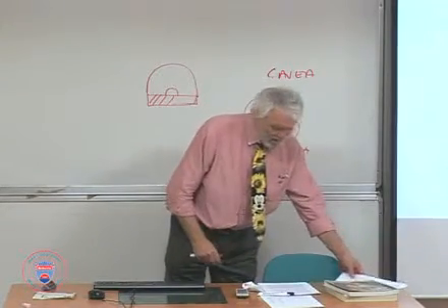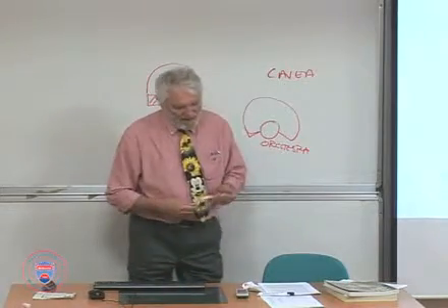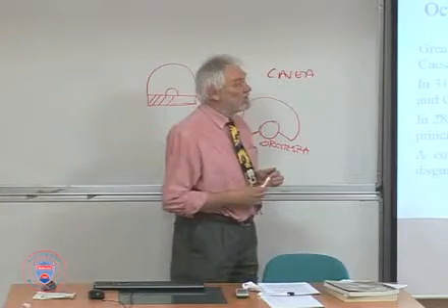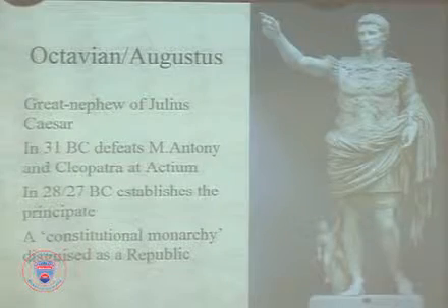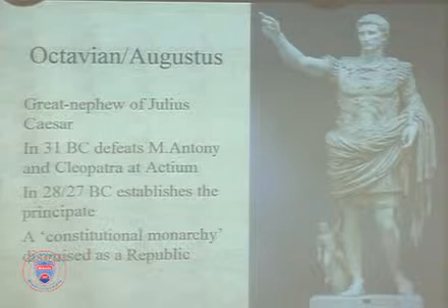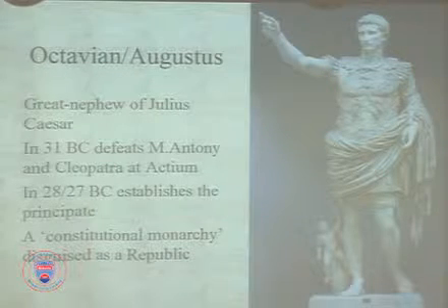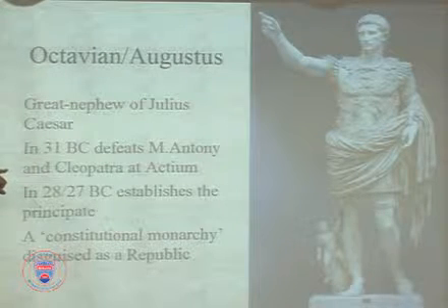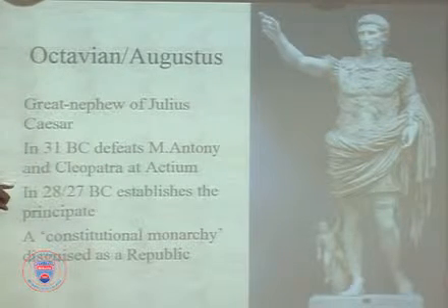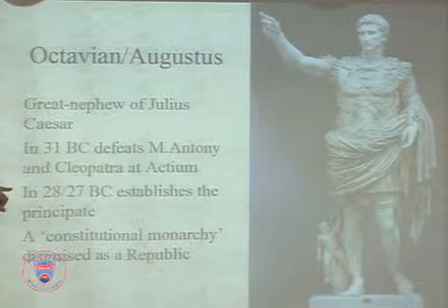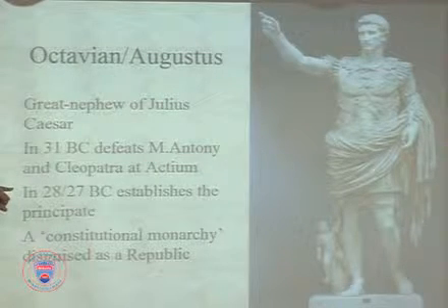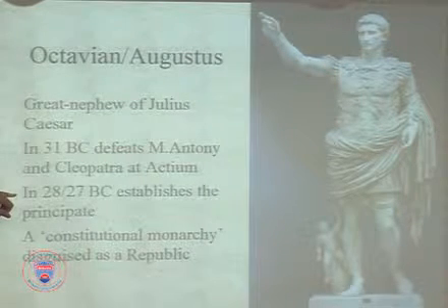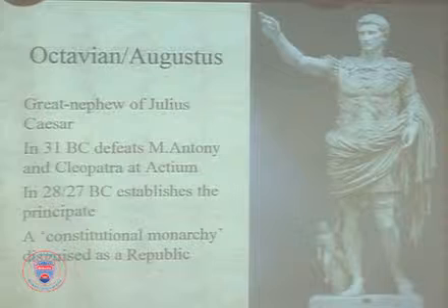So they start an affair, and of course we end up with another civil war beginning between Octavian and Mark Antony. Octavian, great-nephew of Julius Caesar, defeats Mark Antony and Cleopatra at the Battle of Actium in 31 BC. This is one of those key dates in history that you need to remember, like 1453. You know that one? Okay, just testing.